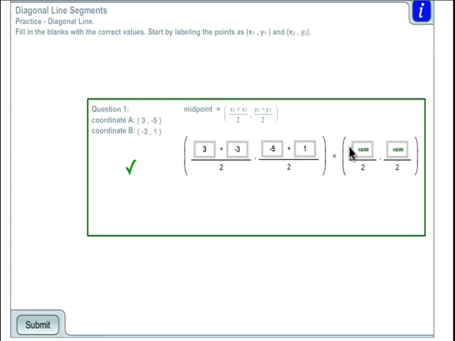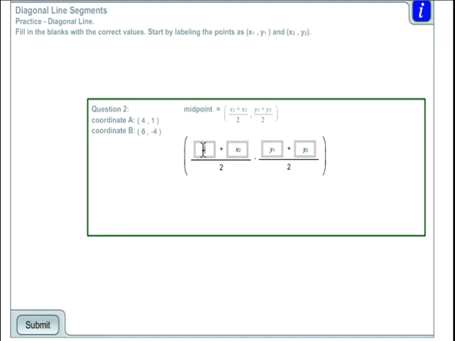Adding up, 3 plus -3 is 0. Negative 5 plus 1 is negative 4. 0 divided by 2 is 0. Negative 4 divided by 2 is negative 2. So our correct midpoint for the line segment from A at 3, negative 5 to B at negative 3, 1 is 0, negative 2.